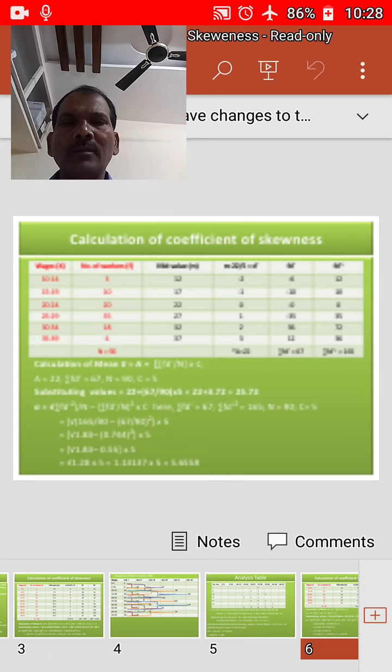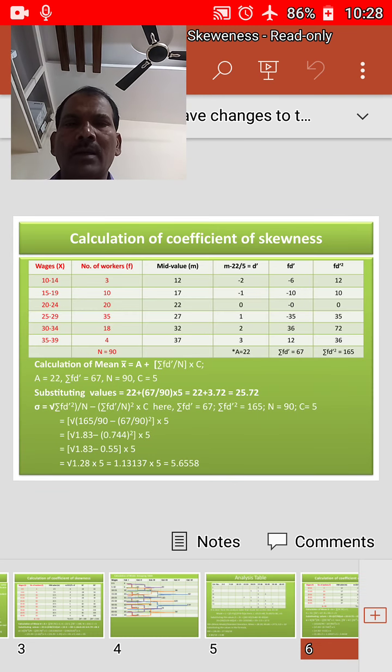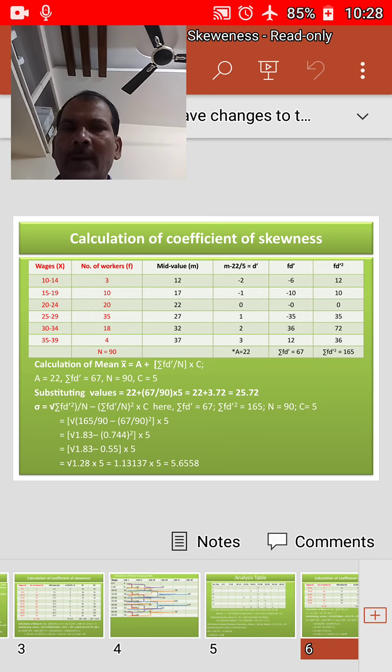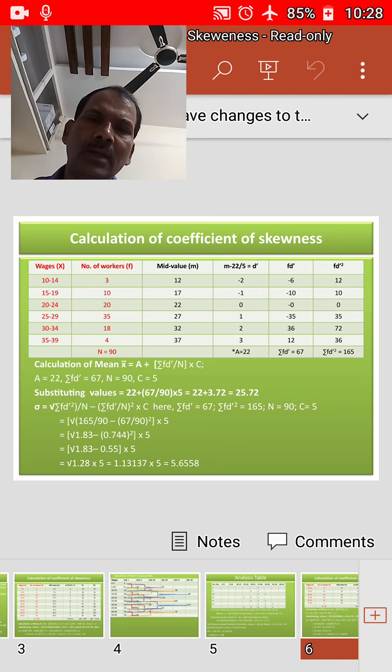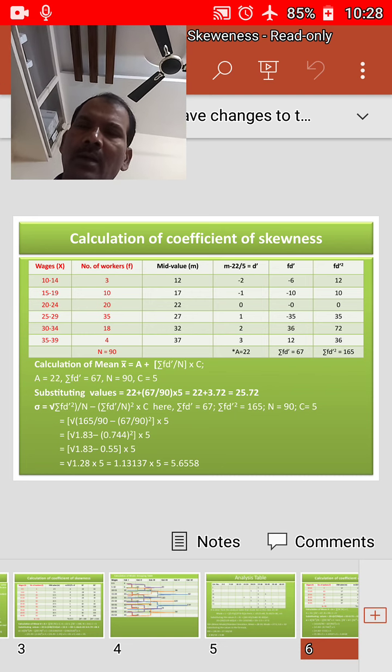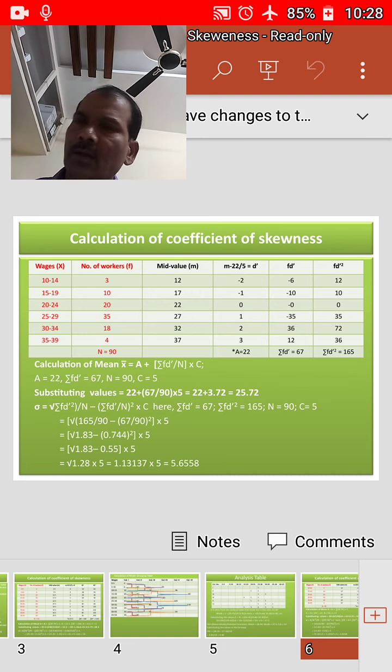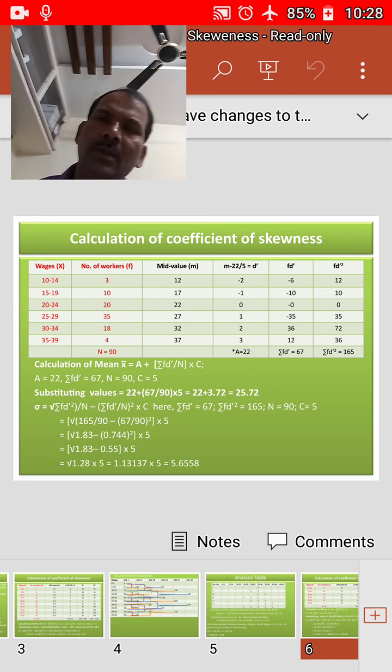Next we will conclude with another problem from the inclusive method, that is 10 14, 15 to 19, 20 24, 25 29, 30 34, 35 39, and the number of workers is given as 3, 10, 20, 35, 18, 4. With this we need to solve the problem. This is the information given in the examination, and we will need to solve this, right?